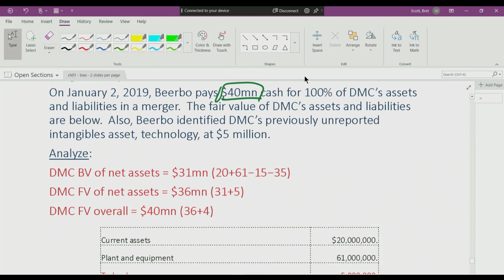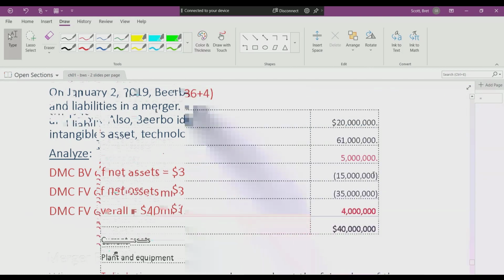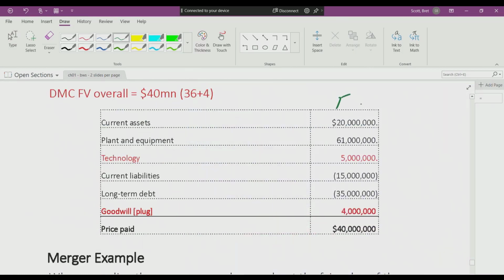And down below, I give you information about what the fair values are of the various asset and liability accounts. We are only concerned about fair value. We're paying for this, and when we pay for anything, just like a cup of coffee, we're paying fair value. Okay? So in this case, the fair value of the current assets, plant equipment, technology, net of the current liabilities, when you look at all these together, you see that these sum up to $36 million.